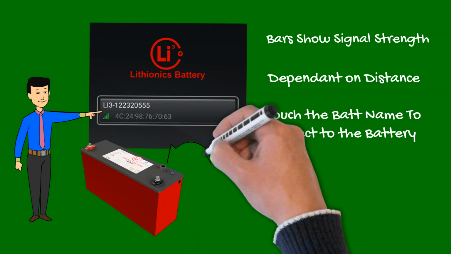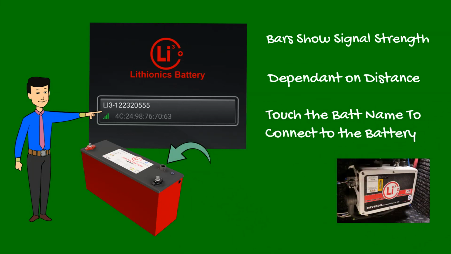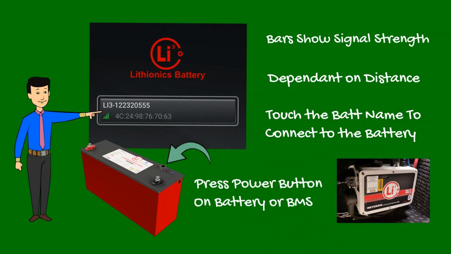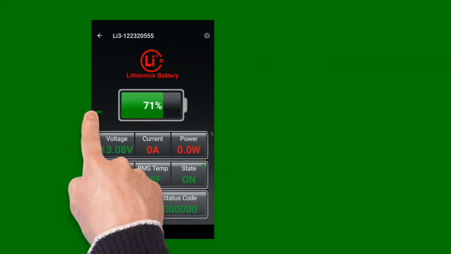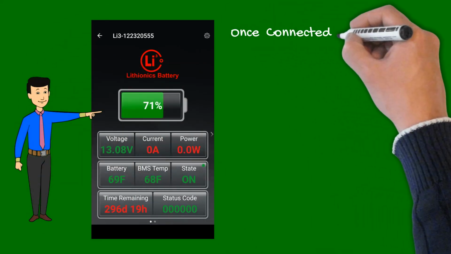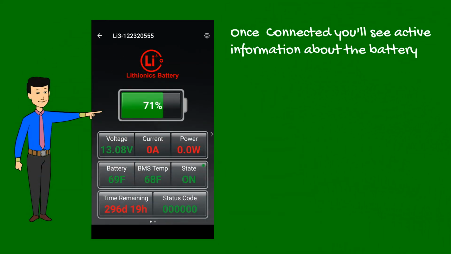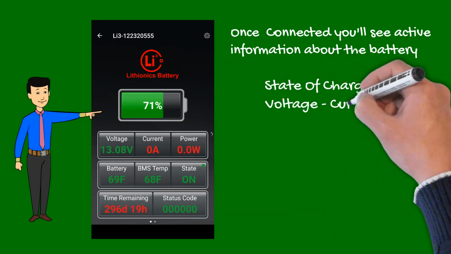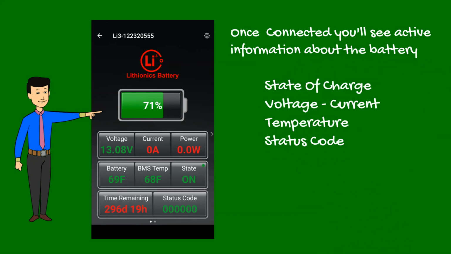If your battery does not appear in the device list, make sure the battery or battery control module is turned on by pressing the power button. Once connected, the app shows the battery status screen where you can see active information about your battery, such as state of charge, voltage, current, temperature, and status code.